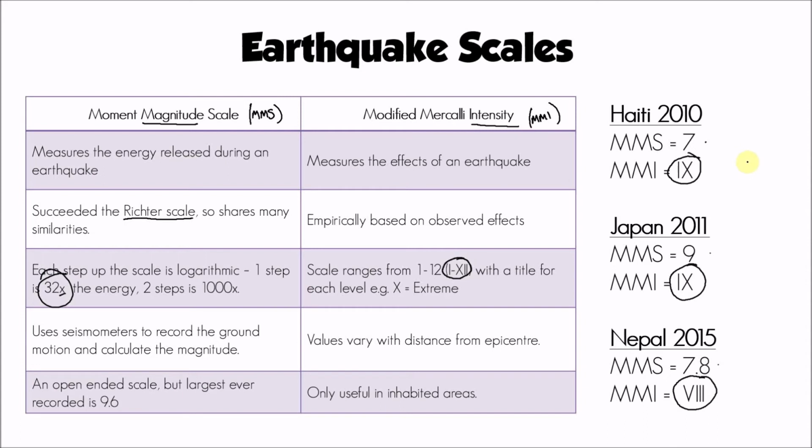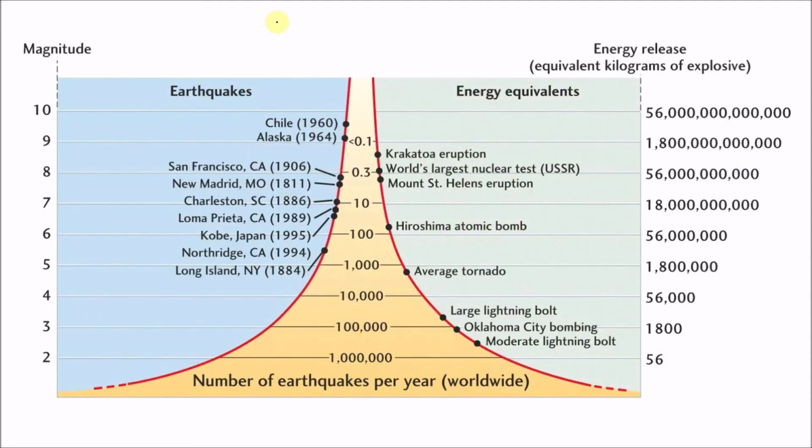So that's why it's important for us to use both of these scales when we are considering earthquakes. We don't just want to consider one scale because it only tells part of the story. So this diagram here might look a little bit confusing, but this can help us to understand that relationship between the magnitude of an earthquake and the energy that is released.